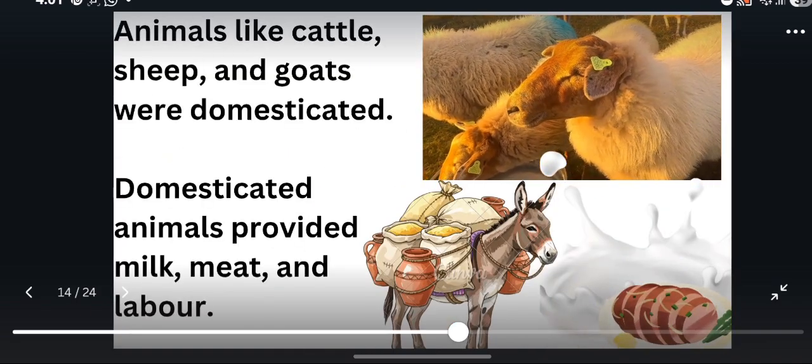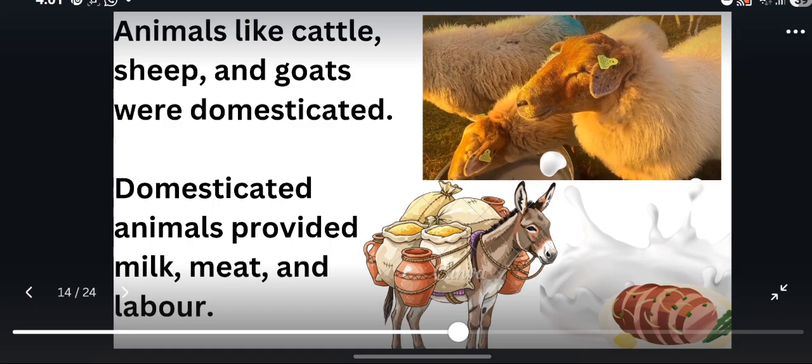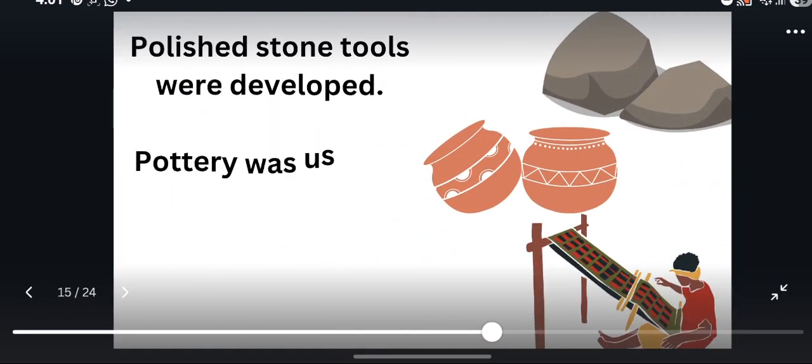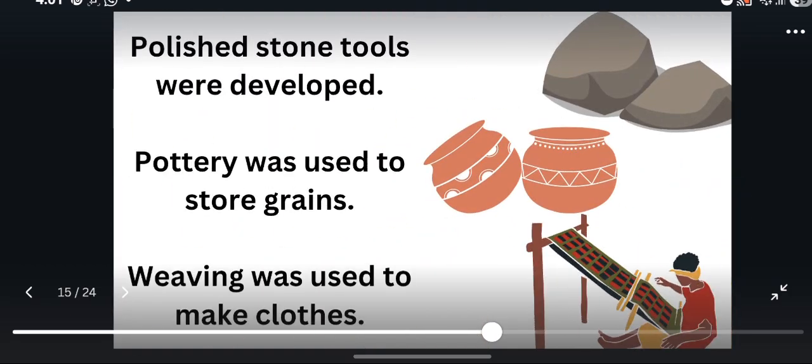Animals like cattle, sheep, and goats were domesticated. Domesticated animals provided milk, meat, and labor. Polished stone tools were developed. Pottery was used to store grains. Weaving was used to make clothes.